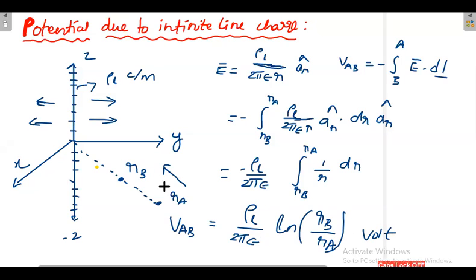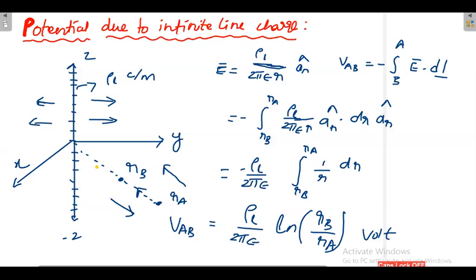Once you want to move from point A to point B, definitely you have to spend some energy. That energy is VAB. But after spending that energy, after reaching point B, if you release that charge, it will move in this direction because it has some energy. With that energy, it will move towards A. That is the idea here. So this is the final potential value: VAB is equal to rho L divided by 2 pi epsilon ln RB divided by RA.